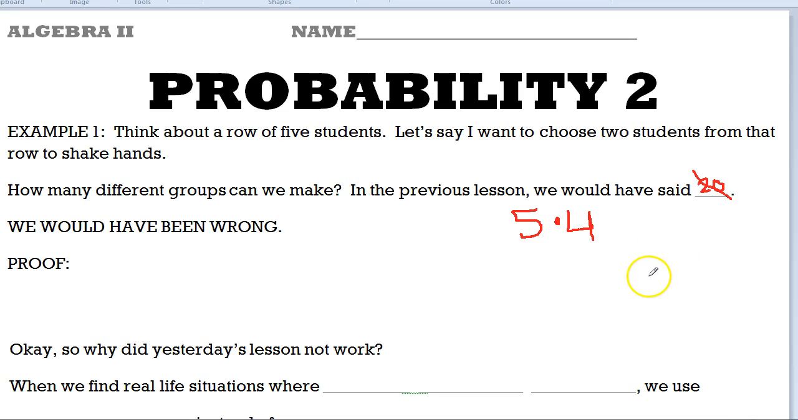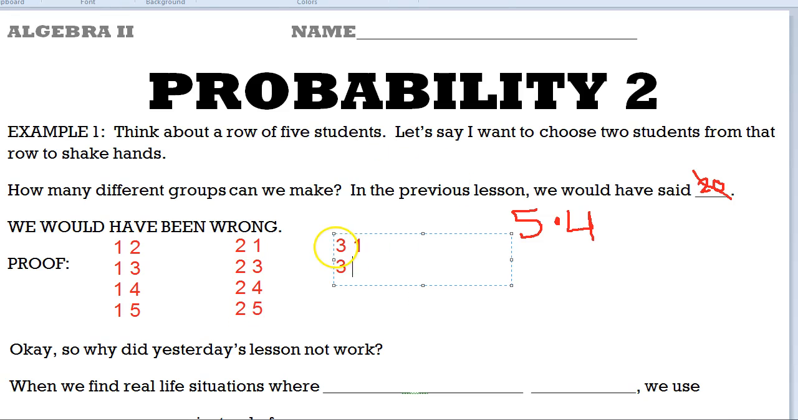The last lesson was good, but it doesn't always work. Here, let me prove it to you. Let's say there are 5 people in a row, and we're deciding who's going to shake hands. So let's say the first person and the second person shake hands. First and the third, first and the fourth, first and the fifth. Then the second person shakes hands with the first, second with the third, second with the fourth, second with the fifth. And let's keep going. Third with the first, third with the second, third with the fourth, third with the fifth.